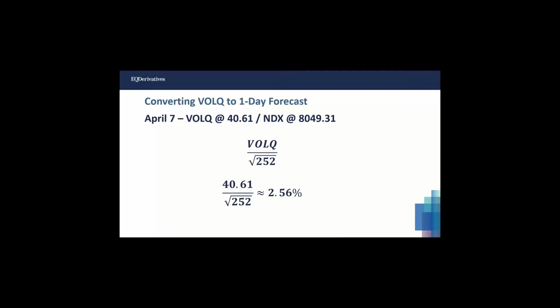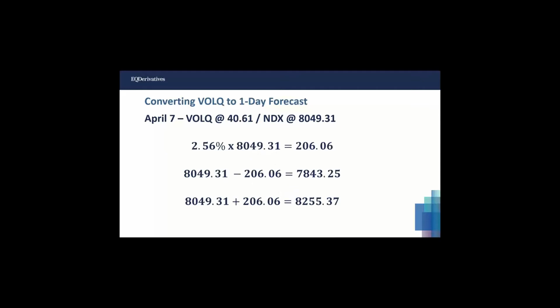Now, using that 2.56% number, we can actually get a rough idea of the range, even if we don't have strike prices of 78.43 and 82.55, but we have strike prices that are within a few points of each of these. In fact, the NDX options tend to move in increments of 10 points or so. So based on the vol Q of 40.61, NDX at 80.49, we've got with 1 standard deviation certainty, about 2/3 certainty, that we would expect NDX to land between 78.43 and 82.55 the following day.